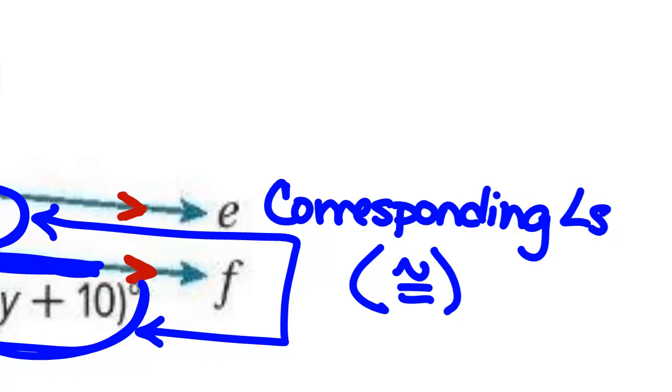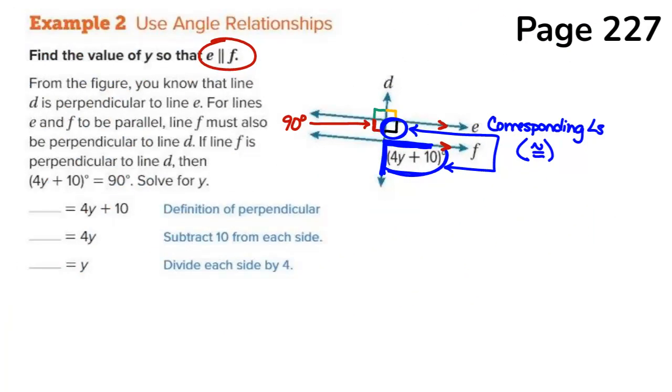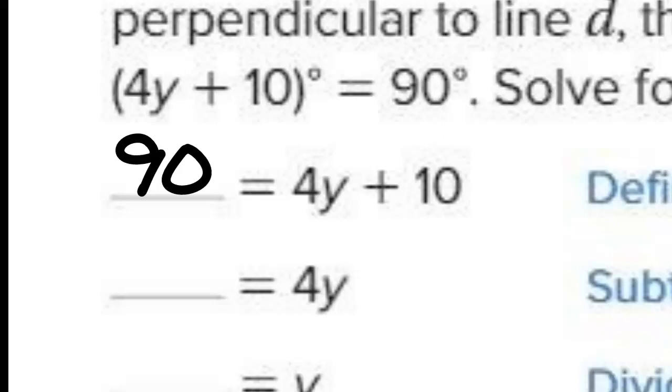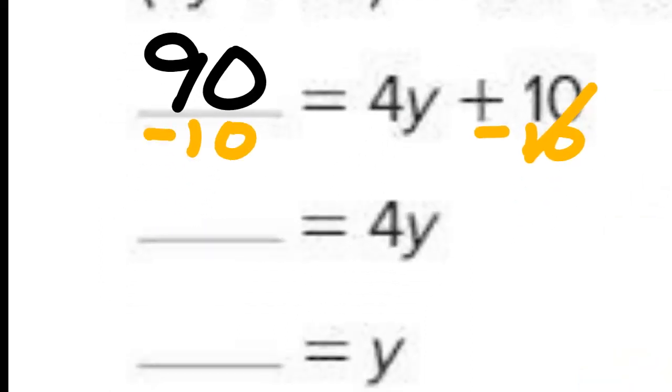And what can I do with congruent angles? What do we know about their measurements? They're equal. So that means 4y plus 10 is the same size as what? 90 degrees. So I have that 90 equals 4y plus 10. What would I need to do here to solve this now for y? What do I need to do to solve that for y? Minus 10 from both sides. What's 90 minus 10? 80.